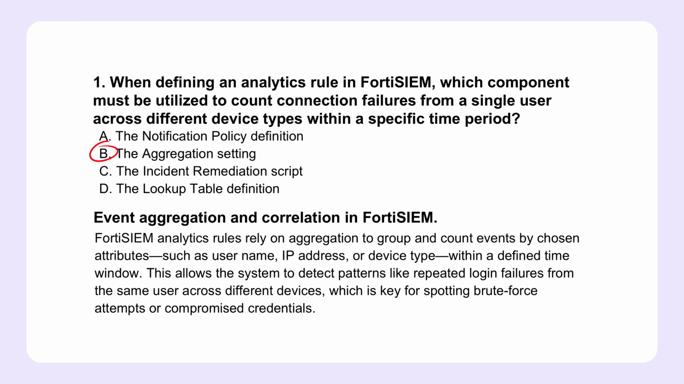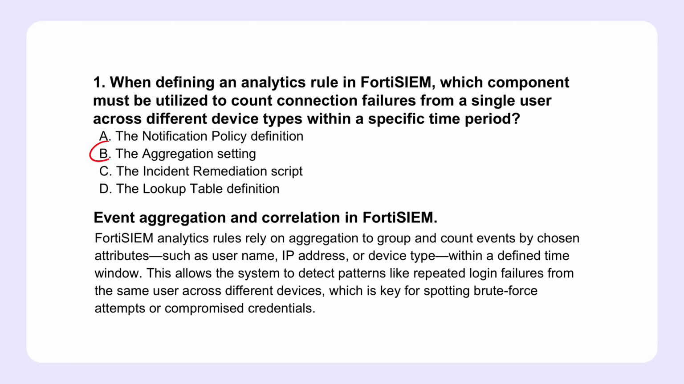How does it work? Well, aggregation tells the analytics engine to essentially ignore the individual events for a moment. Instead, it groups them. It looks for critical shared attributes, like in your example, the user ID, Sarah's ID, or maybe the source IP address. And it does this regardless of which device type actually produced the log. Then it tracks the count of those related events, but only within a specific defined time window.